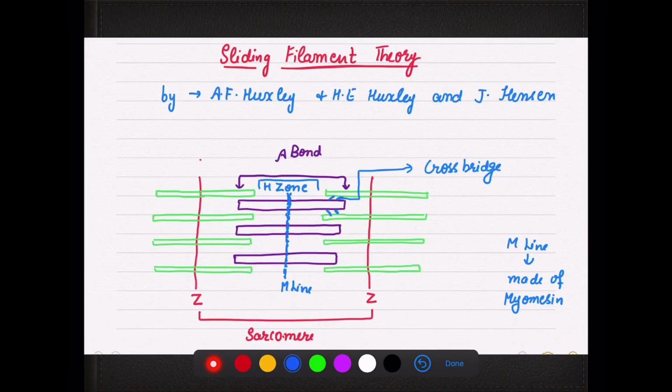I hope this much of the structure is clear to you. In the next part, I'm going to quickly talk about the sliding filament theory with all of you.